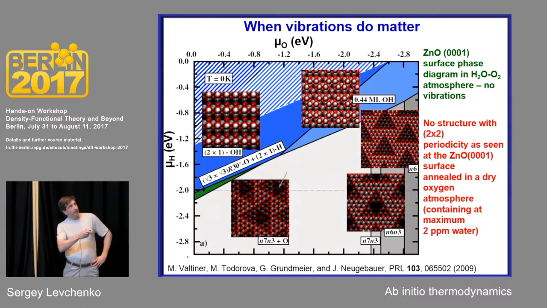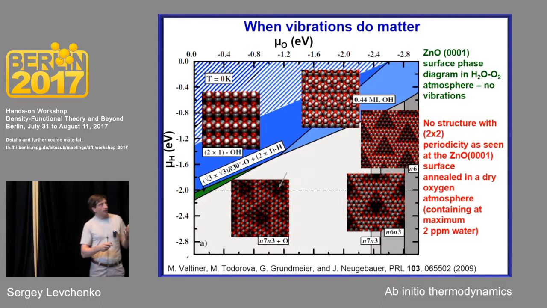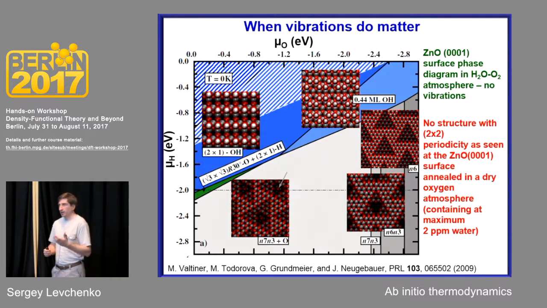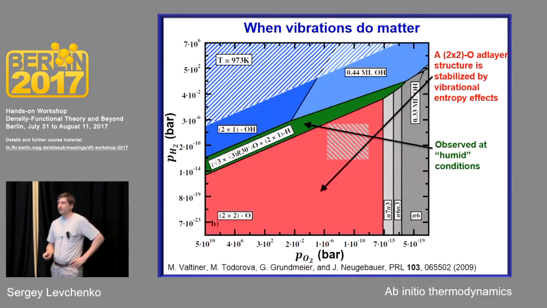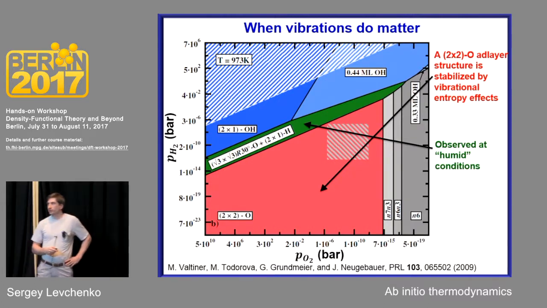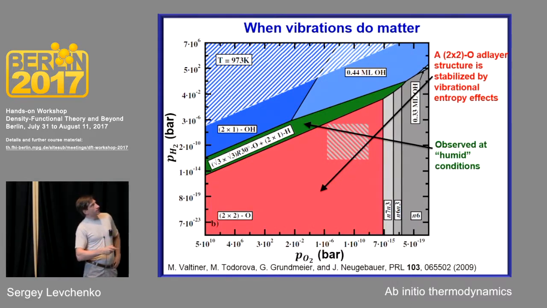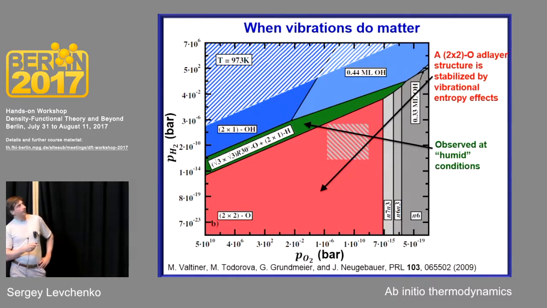However, if you look here, there is no structure with a 2x2 periodicity, which was actually observed experimentally at this zinc oxide surface in a dry oxygen atmosphere. So what's the problem? Is it our functional? It's actually not the functional, it's the vibrations that we neglected. The vibrations stabilize another phase, which is 2x2 adsorbed oxygen surface reconstruction. So this is shown here, and these are the experimental conditions at which this reconstruction was observed. So this is in very good agreement with these results.